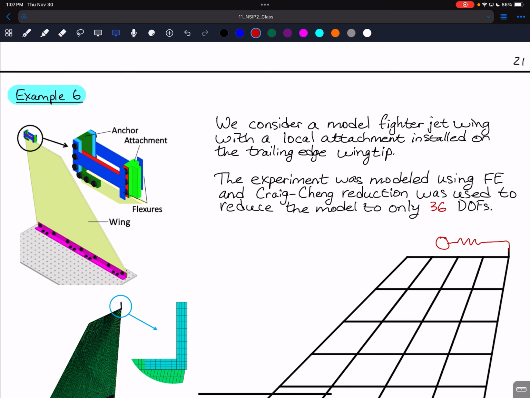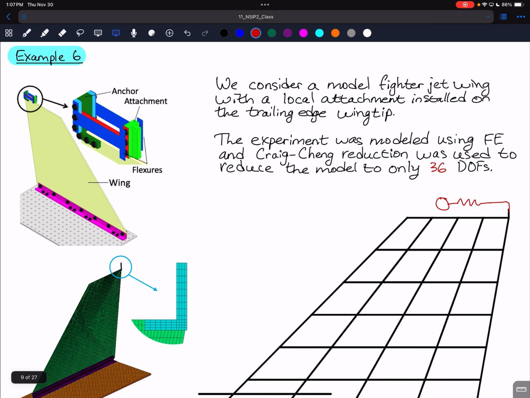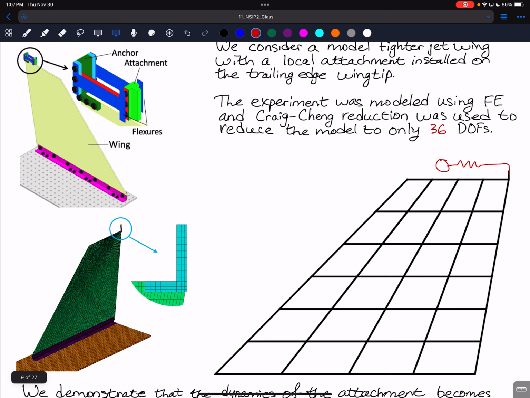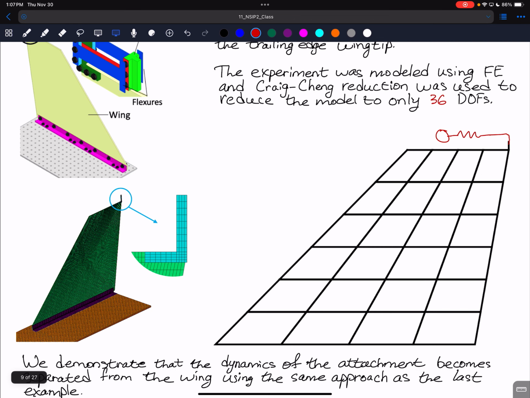Okay, so this model airplane is shown right there. We modeled it using finite elements, shown here. There's like 36,000 elements or 30,000 elements in there. We used a technique called Craig-Bampton reduction to reduce it down to a model with only 36 degrees of freedom. We needed so many in that finite element model to capture joint behaviors, which is not necessary in terms of reproducing the dynamics, and that information is also captured in this reduced order model as well.